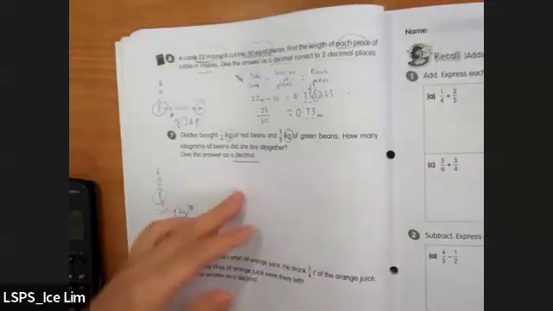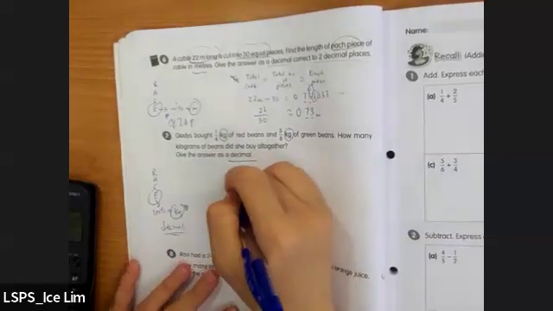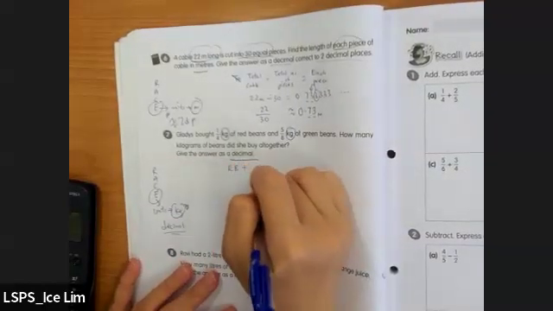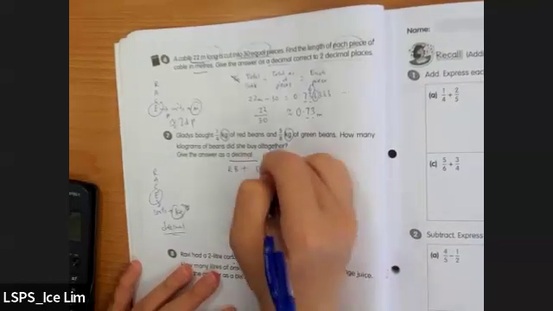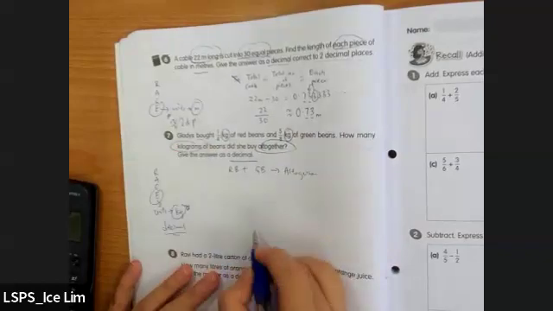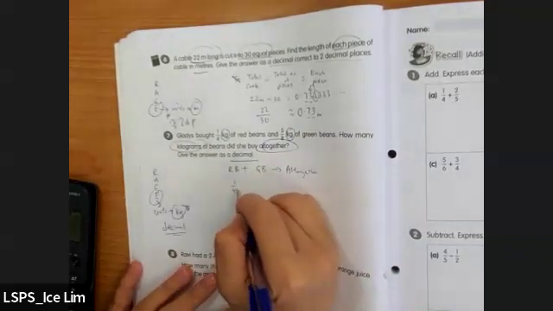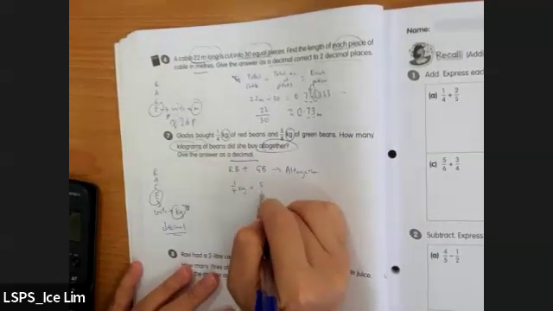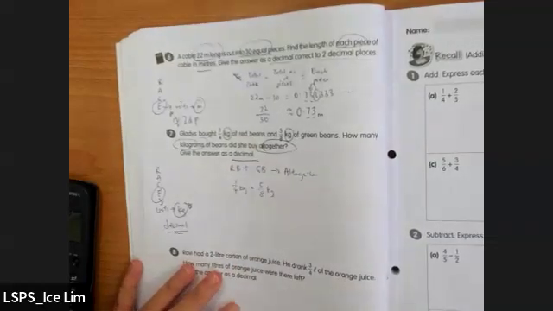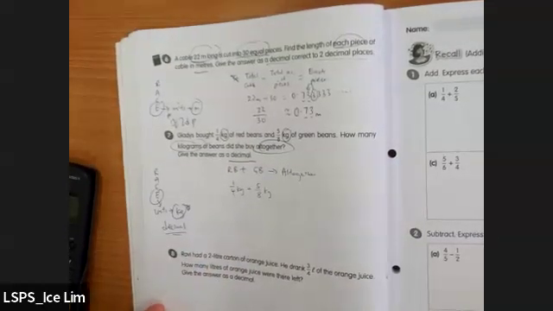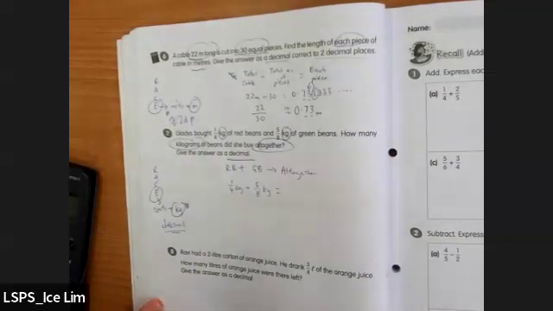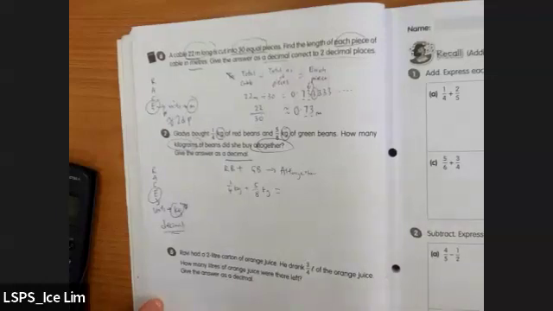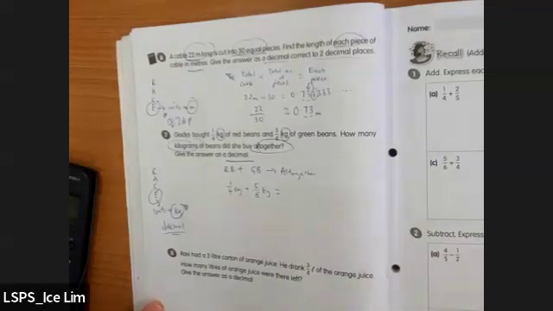So this one you think you can do by yourself? Basically you got red beans plus green beans equals all together, and kilograms is the unit. So it'll be 1/4 kilograms plus 5/8 kilogram. However, this one cannot use the calculator. I can consider changing it to a decimal first, or I can add up the fractions first.